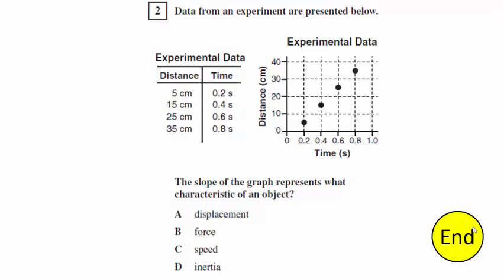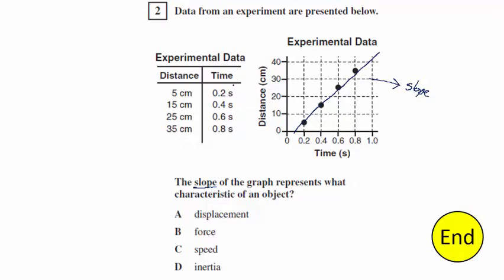Data from the experiment are presented below. So we have a data table, and these points have been graphed over here. If we connected the dots, we could have a nice little line here that we could actually find the slope of. You've heard of that in math class, science class. What is that slope telling us? It says the slope of the graph represents what characteristic of an object?